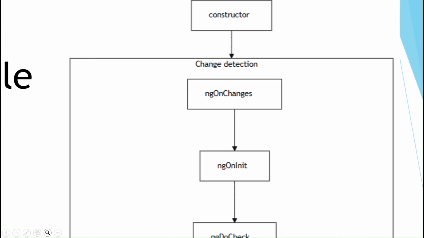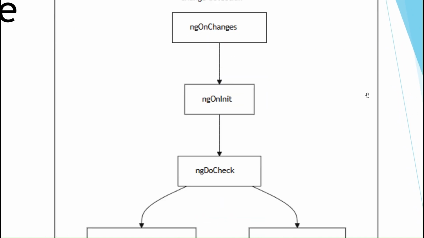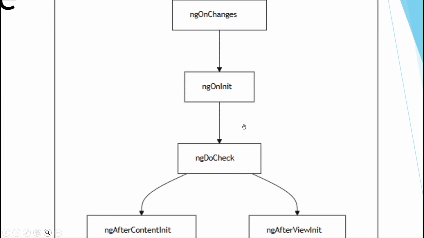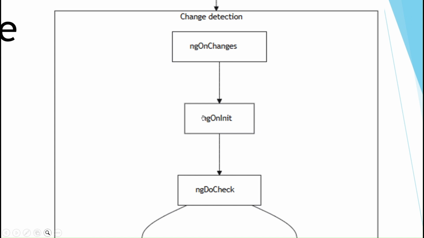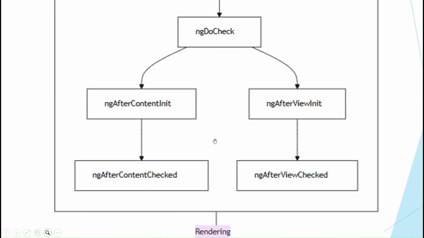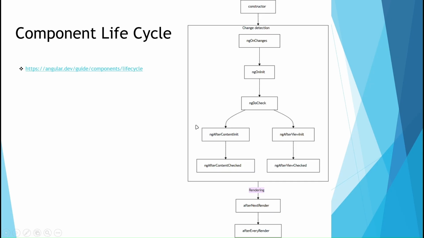First of all, the constructor will be created, and whenever a change is detected, ngOnChanges will re-execute that component changes, and after that ngOnInit will execute only one time. And then we will check ngDoCheck, and this is the lifecycle. Like in React there are different things, so we can refer to the Angular documentation directly.